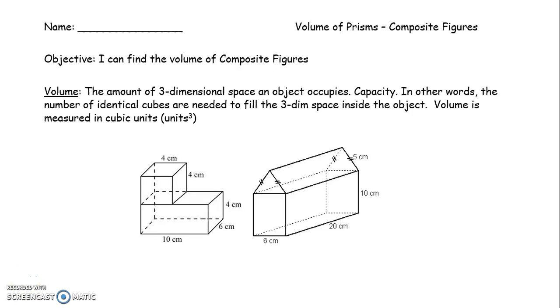Tonight we're going to continue our discussion on volume of prisms, and tonight we're going to talk about composite figures. So the objective is I can find the volume of a composite figure. What that means is a figure that's made up of two or more of the prisms that we've discussed.